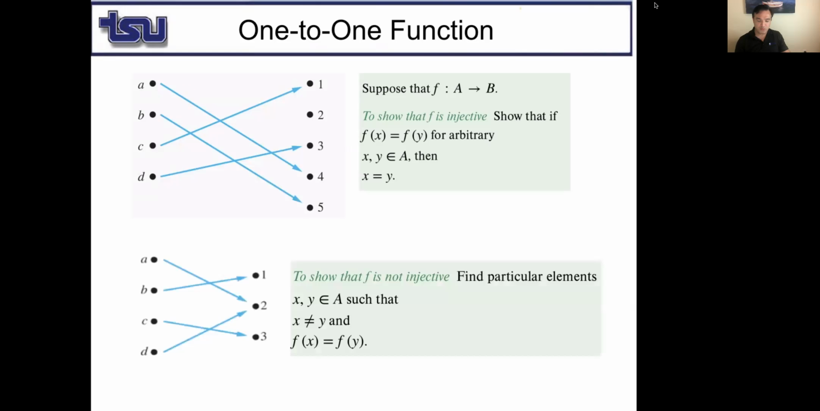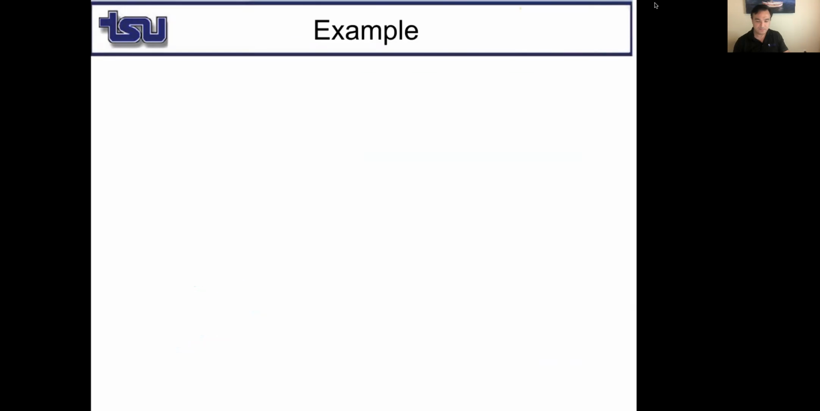However, in order to show that it's not injective, you can find one element in the codomain such that it is mapped, for example, here 2 is mapped, f of a is equal to f of d, which is 2, but a and d are not equal, okay? So you have two elements, a and d, for which f of a and f of d are the same, but a and d are not the same.